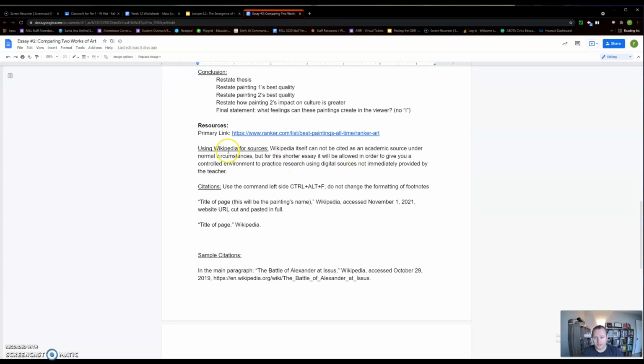Now, one big difference here, and please listen up real carefully, guys. Wikipedia itself cannot be cited as an academic source under normal circumstances. We've talked about this. But for this shorter essay, it will be allowed in order to give you a controlled environment to practice research using digital sources not provided by me.